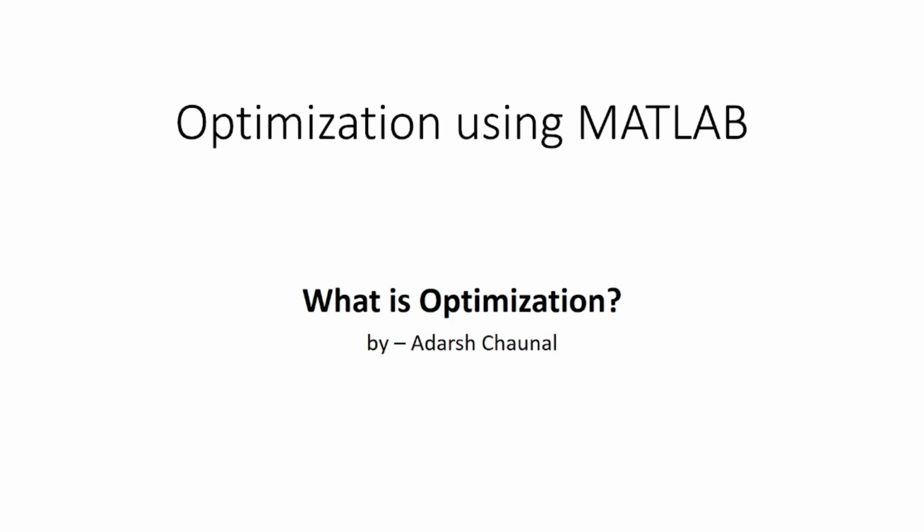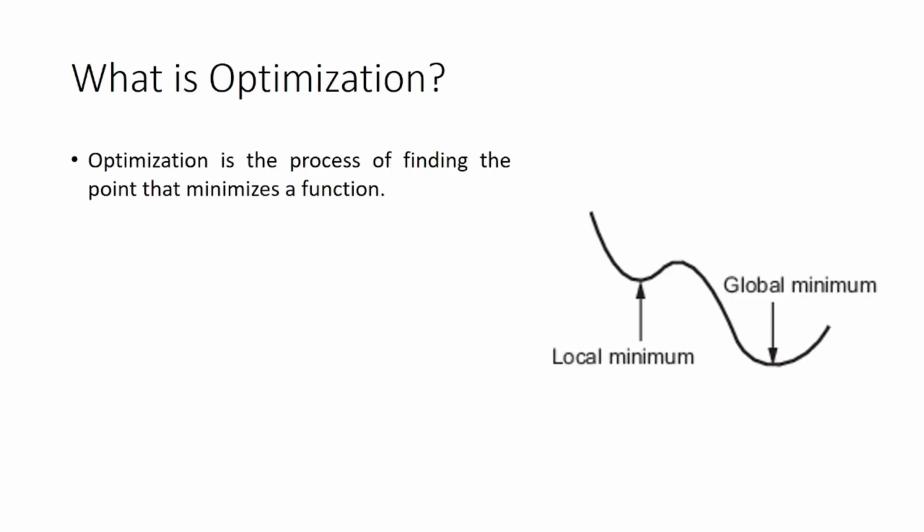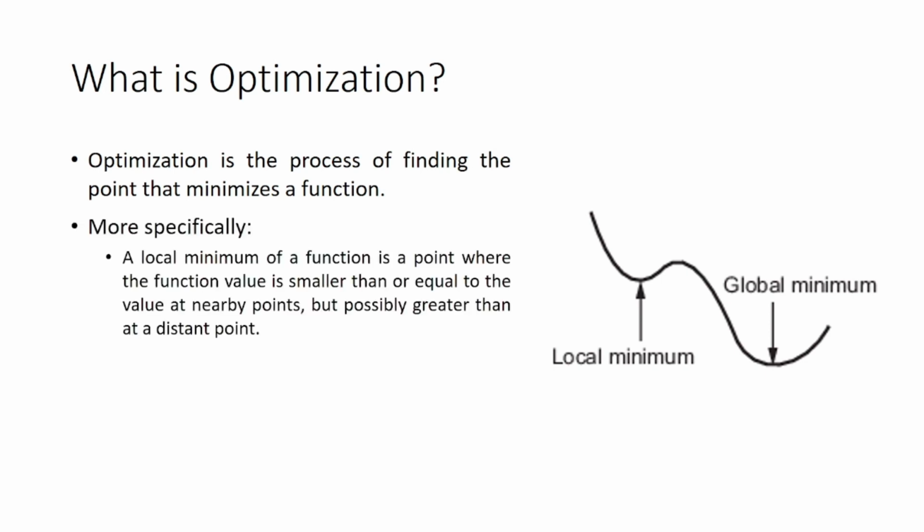In this video of the optimization using MATLAB series, we will be talking about what is optimization. Optimization is a process of finding a point that minimizes a function. So there can be local minima and global minima in a function.